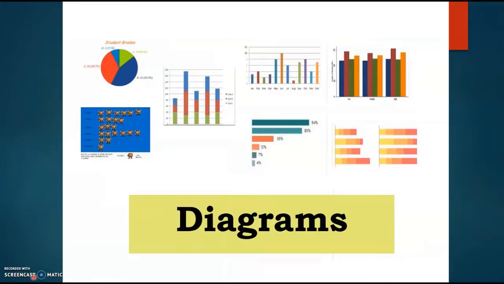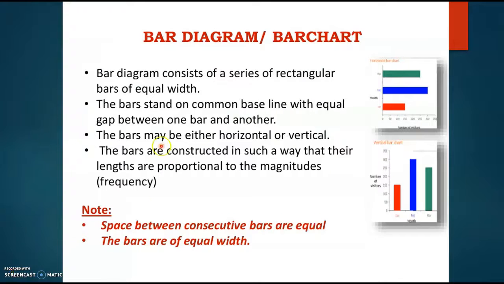So first one is geometric diagram. Bar diagram and pie diagram come in the category of geometric diagram. There are different types of bar diagrams, but you have to study only three types this year: simple, multiple, and component bar diagrams. First one, bar diagram or bar chart. Bar diagram consists of a series of rectangular bars of equal width.